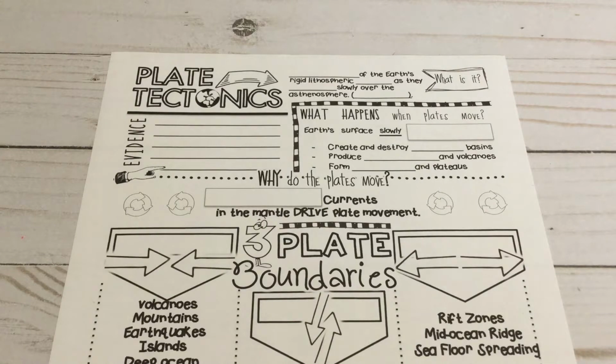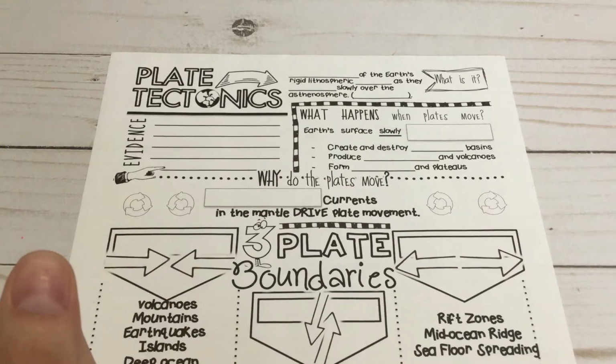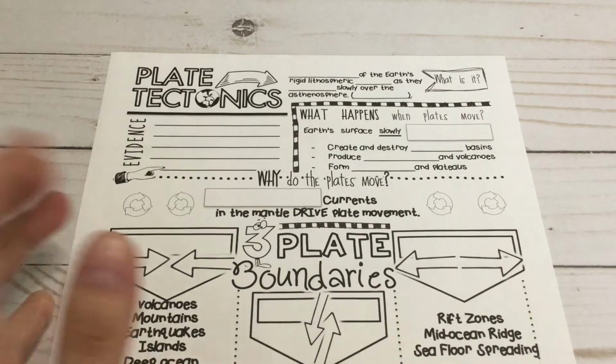I'm going to go through the plate tectonic doodle notes with y'all, and hopefully it'll help y'all understand plate tectonics and what's going on. So I'm going to start at the top. Plate tectonics are interactions of the Earth's rigid lithospheric plates as they move slowly over the asthenosphere, or the mantle.